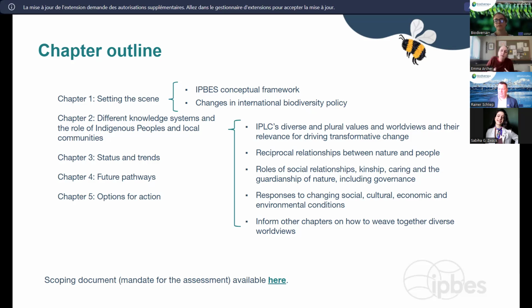So in terms of different worldviews, in this global assessment, we have a chapter that is specifically focusing on different knowledge systems and the role of Indigenous peoples and local communities. So diverse and plural values and worldviews, and importantly, their relevance for driving transformative change, thinking about reciprocal relationships between nature and people, looking at the roles of social relationships, kinship, caring, and the guardianship of nature, which would include different governance models, looking at responses to changing social, cultural, economic, and environmental conditions. And importantly, IPLC and different knowledge systems is hosted in chapter 2, but it's treated as a cross-cutting topic through the chapters. So in our chapter 3, for example, we are taking time to look at IPLC case studies and how that can lead into thinking about status and trends. Next slide, please.